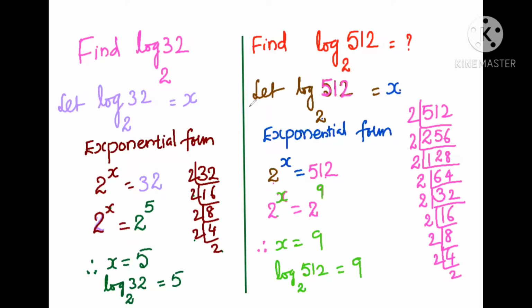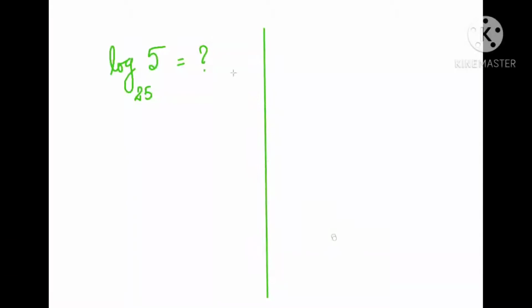Let us find the logarithm of some more numbers. Logarithm of 5 base 25 is equal to what? This is one more question. The same way we have to find out the value. Let logarithm of 5 base 25 is equal to x. Now the exponential form.